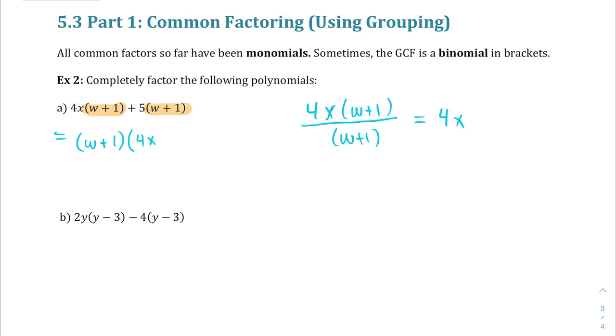Right, because what does that mean? We get back the original expression, which is what we wanted. But we don't put the bracket there. That's just for you to realize that you're correct. And then for the next part, we have 5(w + 1), and we're going to divide it out by w plus 1. That'll give you 5. So it'll be 4x plus 5.